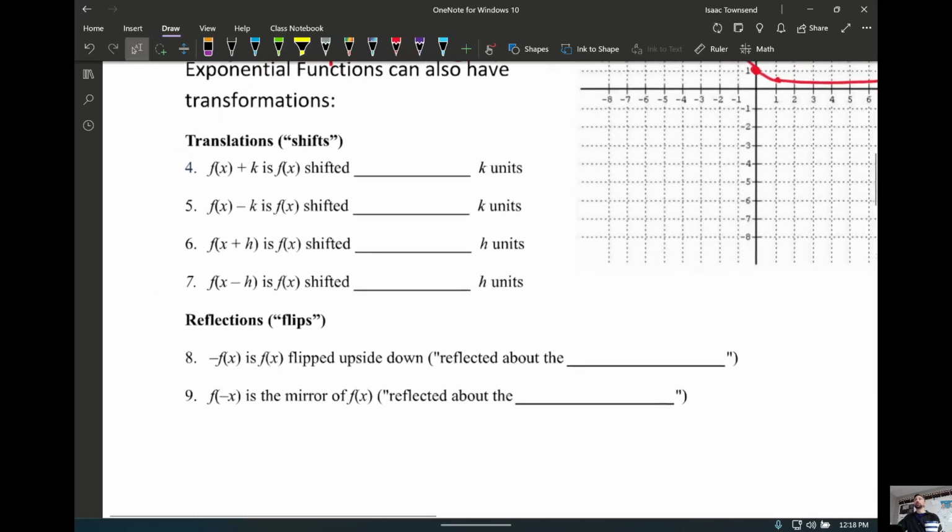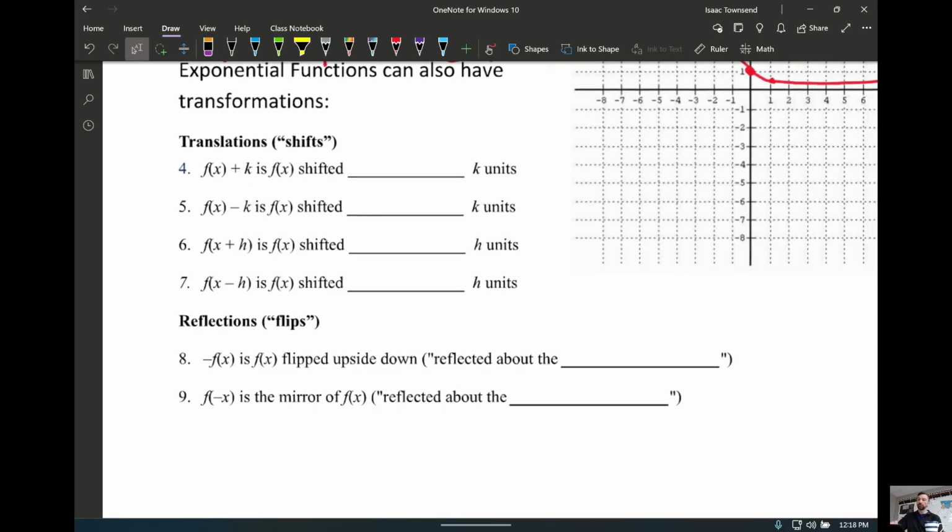Now, we are still going to do transformations to those. So the transformations are still consistent with what we've used earlier this year and what you used last year. If you add to the parent function, it goes up that much. You subtract from the parent function, it's going to go down that much. 6 and 7 are the two that you guys like to mix up sometimes. Adding to x makes it go left that much. Subtracting from x makes you go right that much. Same way we graphed trig functions last semester. It's consistent with that.